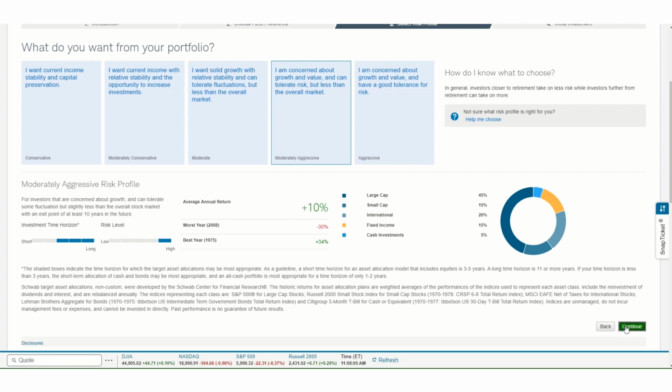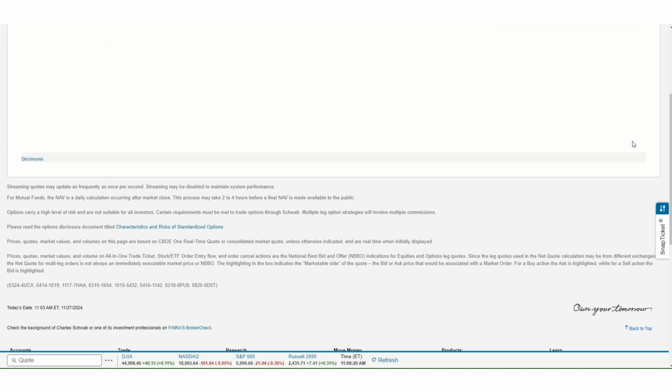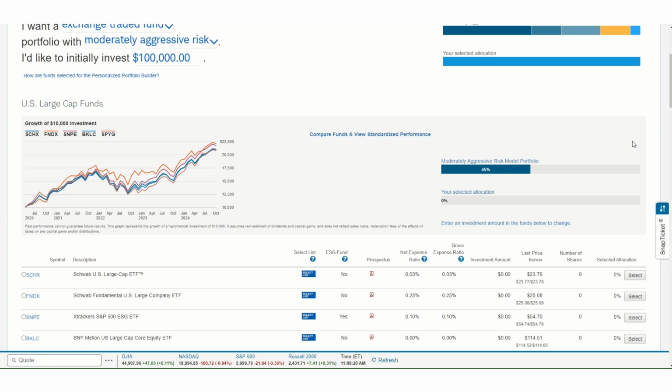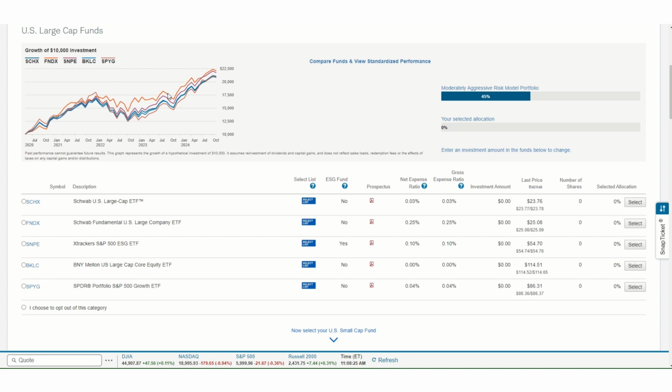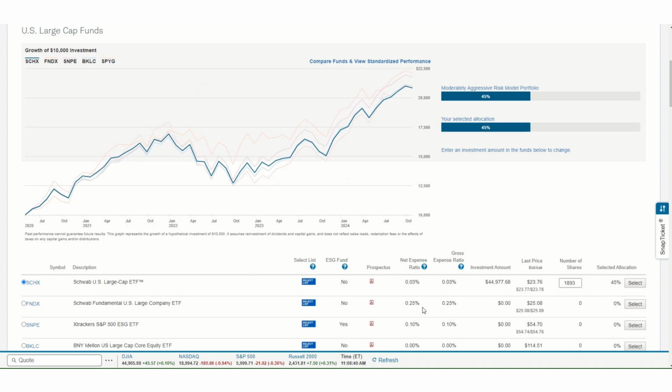The next thing it wants to know is how much money I have to invest. So I'm going to say $100,000. After I do that, it walks me through each of the primary asset classes, starting with large cap funds, and it gives me 5 different choices. It gives me a traditional index fund, it gives me a fundamental index fund, and for those of you that are interested in investing through environmental, social, and governance issues, each asset class gives me at least one of those choices. I can click on the links to learn more about these funds, but I'm just going to go ahead and select one and move forward.